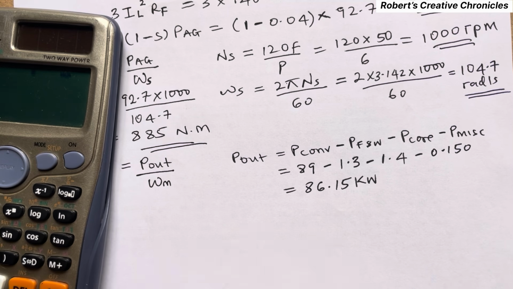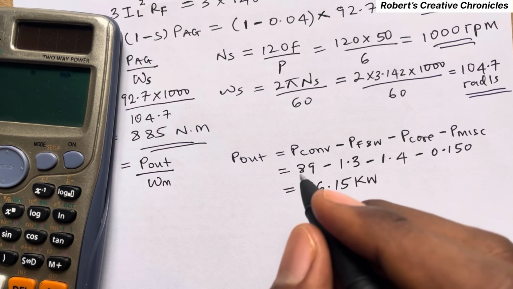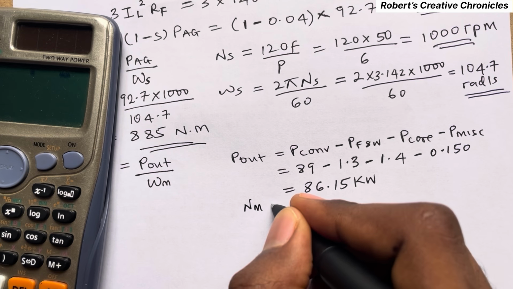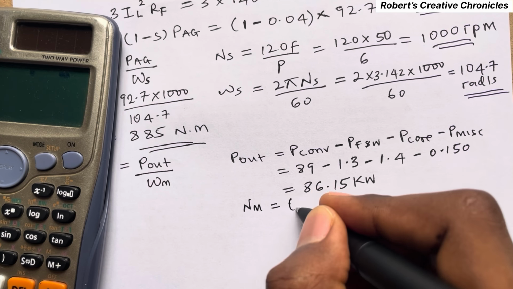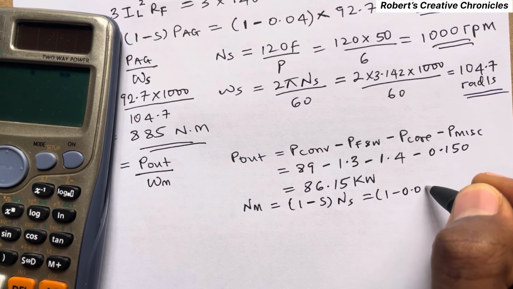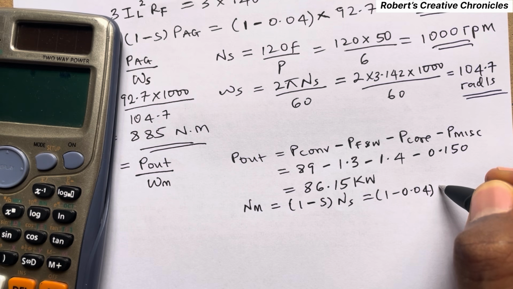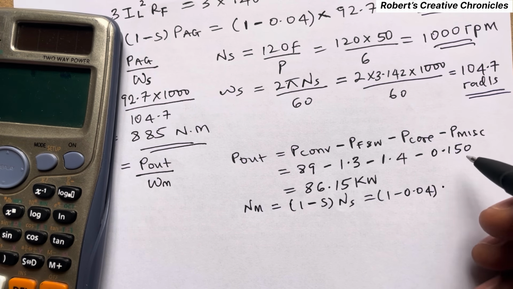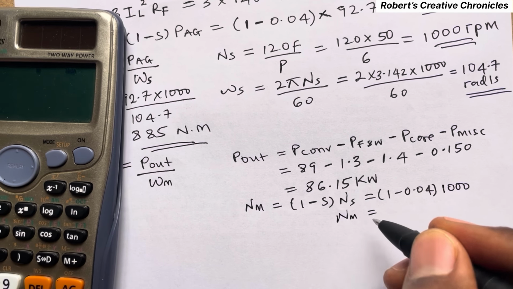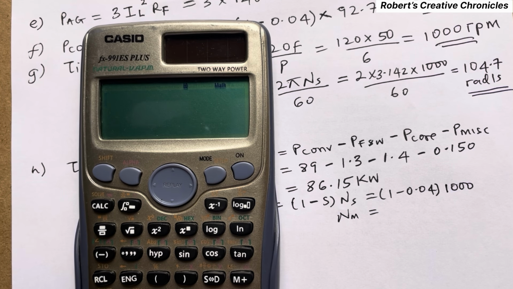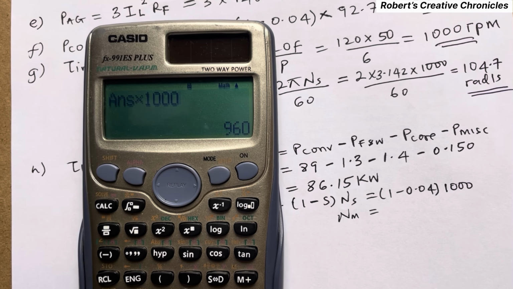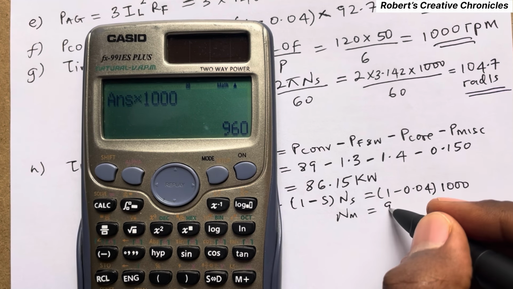Then we have to find the speed of the motor. So first, before we find this, we have to find the speed in RPM, which is given by this formula, 1 minus 0.04. The synchronous speed is what? Is 1000. This 1 minus 0.04 times 1000. This is 960 RPM.